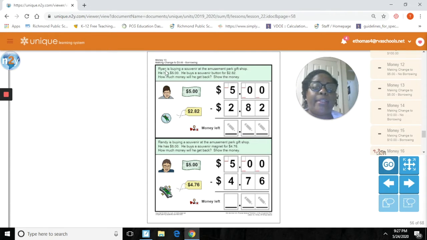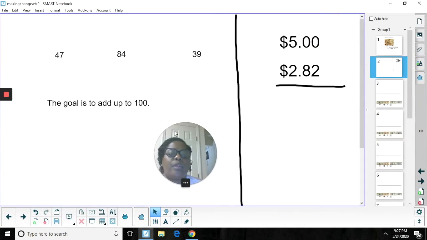It says, Ryan is buying a souvenir at the amusement park gift shop. He has $5. He buys a souvenir button for $2.82. How much money will he get back? Show the money. So what I did was I copied this problem onto this page, and you're going to understand why.